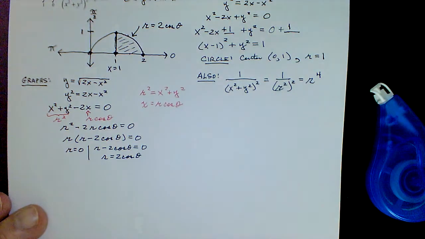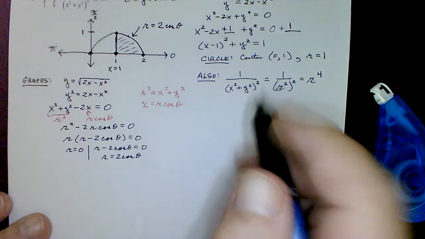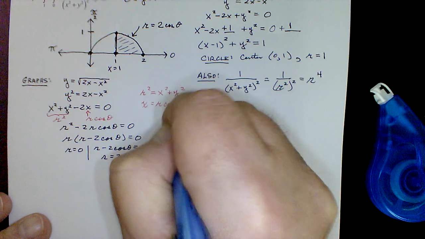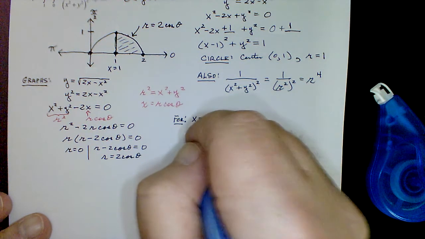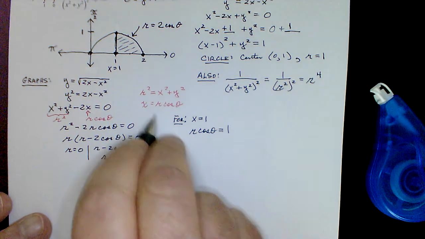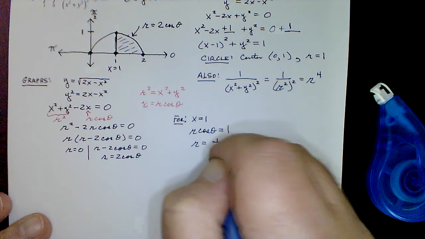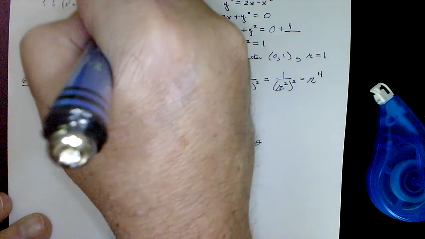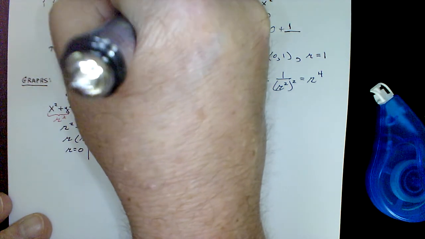But then also we need to know the graph of x equaling 1. So for x equaling 1, we have, again, r cosine theta, because we need it in terms of r and theta, and x is r cosine theta, is 1. Solve that for r, you get 1 over cosine theta, which is secant of theta. And so that graph is r equaling secant theta.